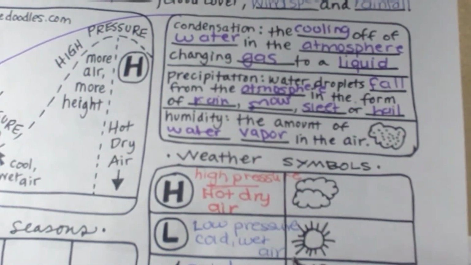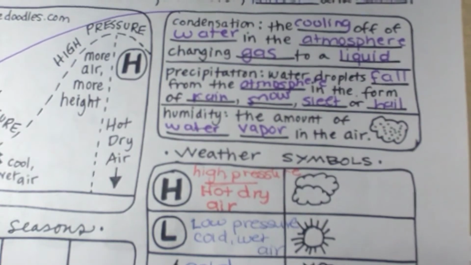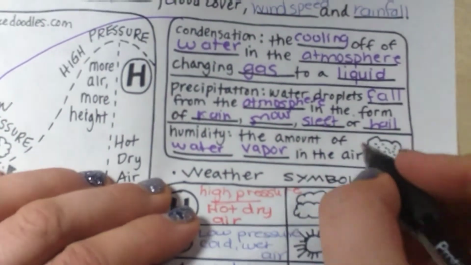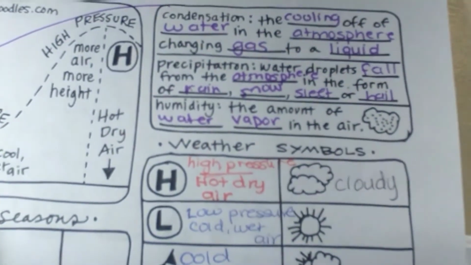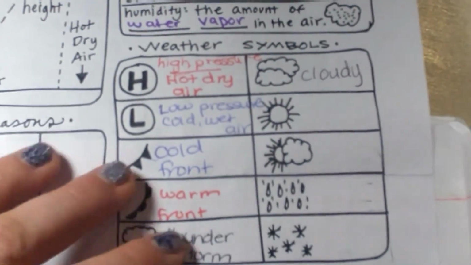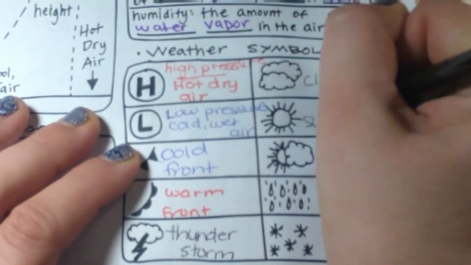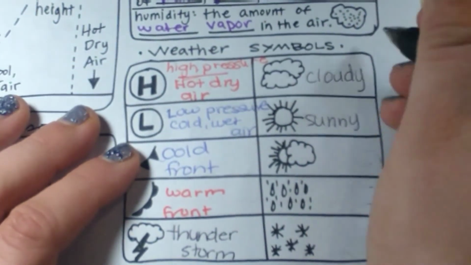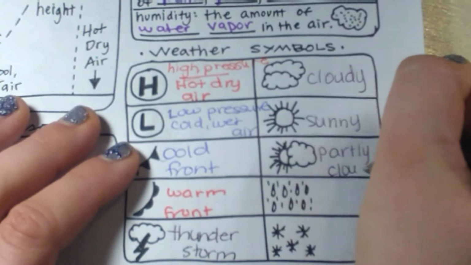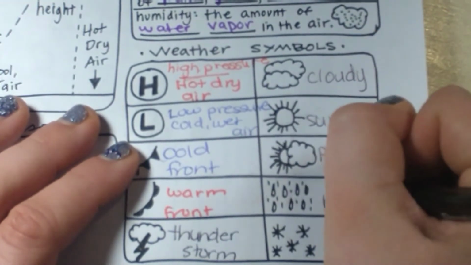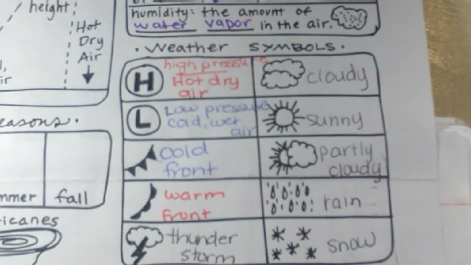This is a thunderstorm. This means cloudy, not necessarily rainy. Let me move this up for you to see. Sorry about that. Then we have sunny, partly cloudy, just a little bit, rain, and then this is snow. So those are the symbols that you'll see on a weather map.